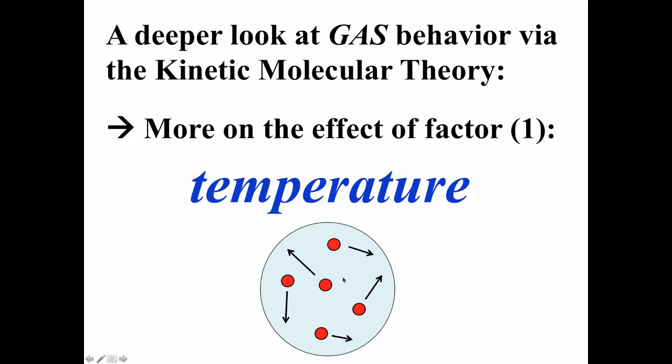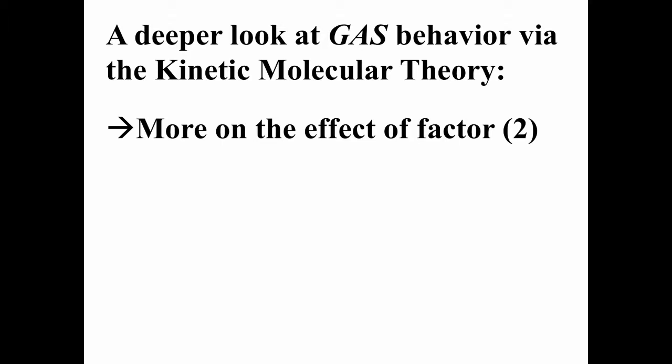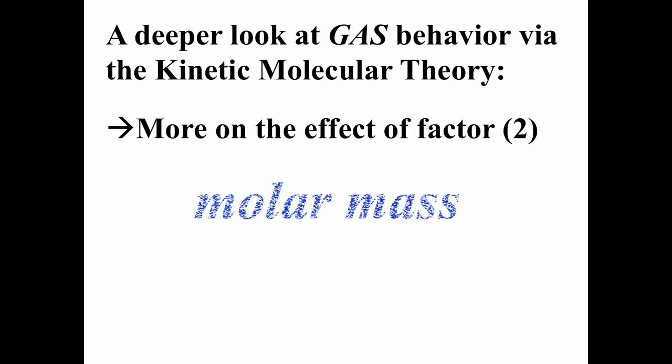And of course, if the molecules are traveling slower on average because the temperature is lower, then they'll hit the walls of the container with less force and less frequently, and that's a lower pressure. So we can explain how pressure changes with respect to temperature in terms of the kinetic molecular theory. We can consider the second factor as well, which was molar mass, and the heavier particles will travel at slower speeds, the lighter particles will travel at higher speeds, presuming, of course, we're dealing with the same temperature for both.